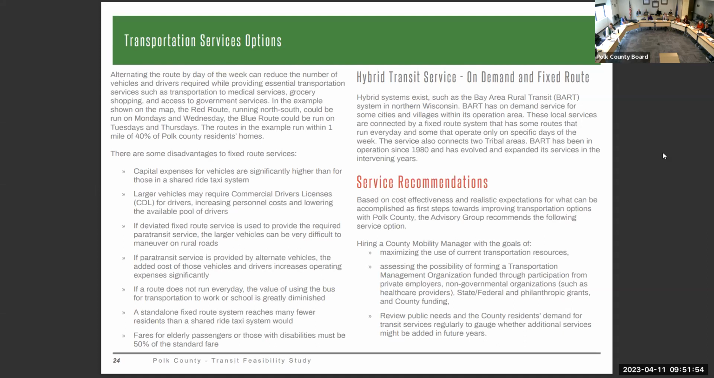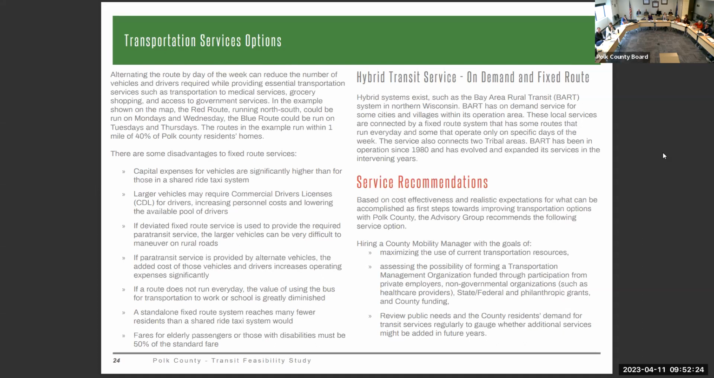So the first recommendation is to hire a mobility manager that's specific for the county, with the goals of maximizing the use of current transportation resources, assessing the possibility of forming a transportation management organization that would be funded with cooperation from the possible funding sources that we talked about earlier, and then an ongoing review of public needs.